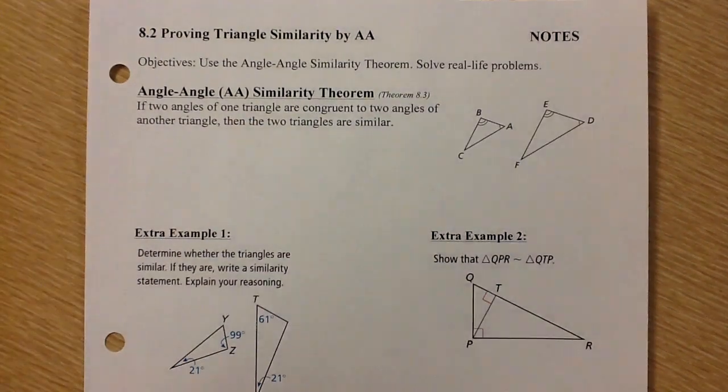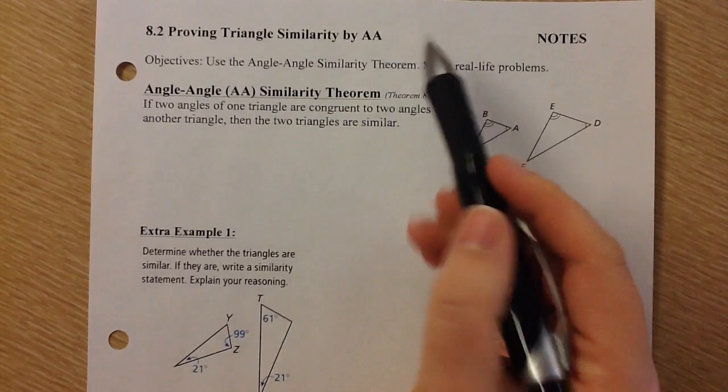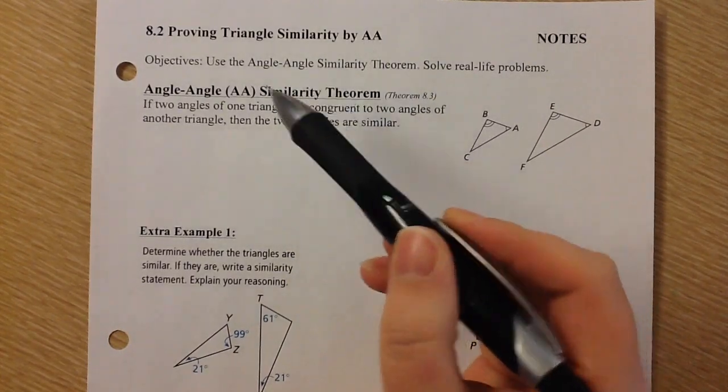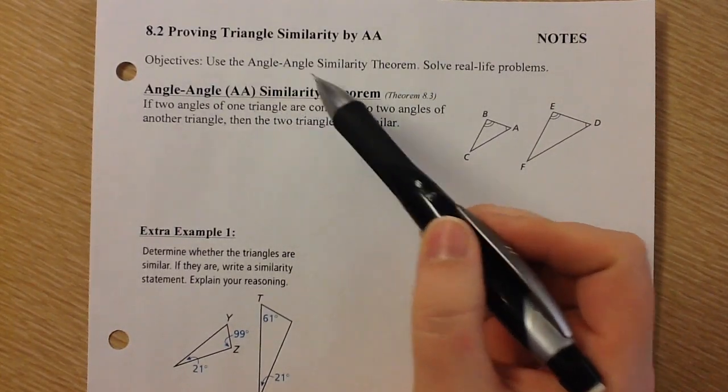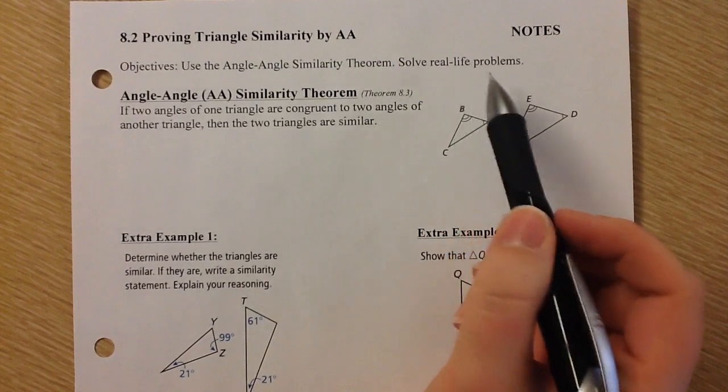Okay, section 8.2, proving triangle similarity by AA, which is angle-angle. Our objective for this lesson is to use the angle-angle similarity theorem to solve real-life problems.